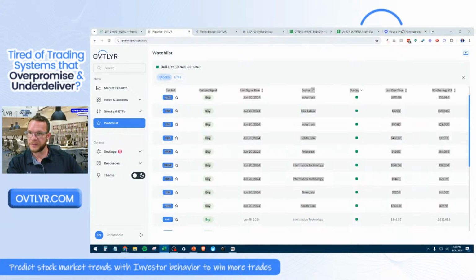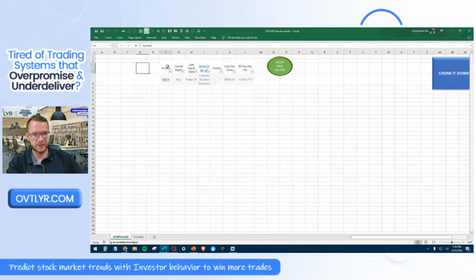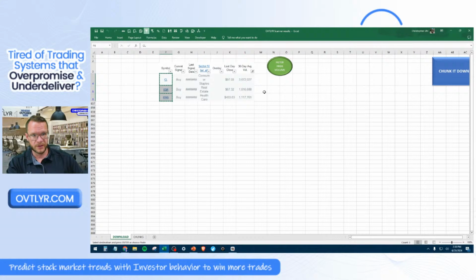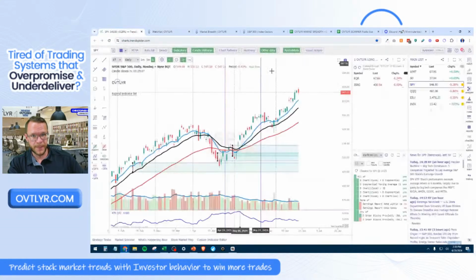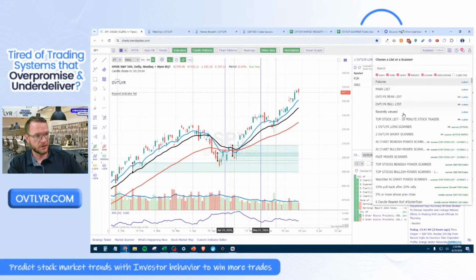Drop it into the scanner, which all it's going to do is just filter for volume. And this will be done automatically inside of OVTLYR here very soon. So we've got 3, CL, EQR, and ISRG. So I've already dropped those in here on the bull list.